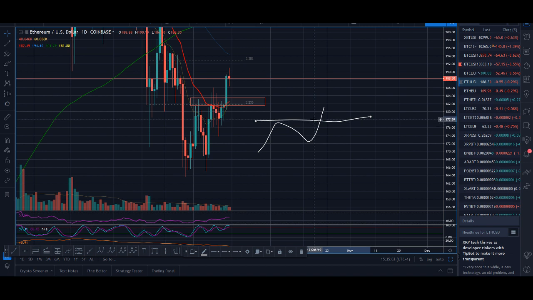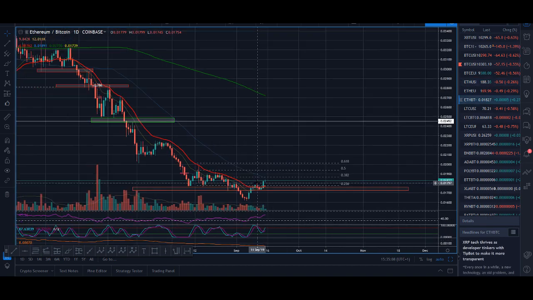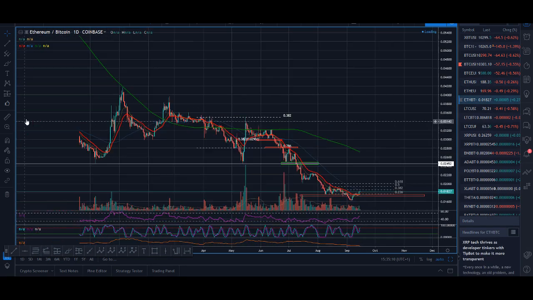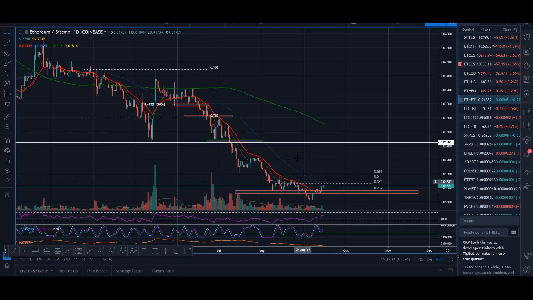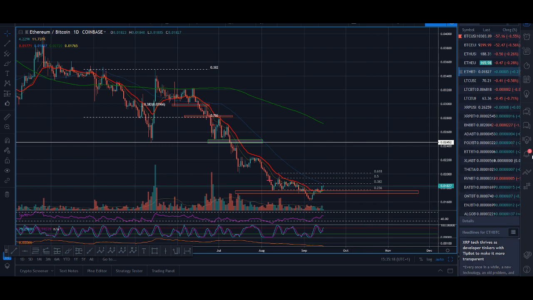And why am I so interested in Ethereum? Because when Ethereum does well against Bitcoin, especially on the Ethereum Bitcoin chart, when this chart is in an uptrend like in here, or when we had an altcoin season, this is when we get the altcoin season. So I'm very interested in altcoins.